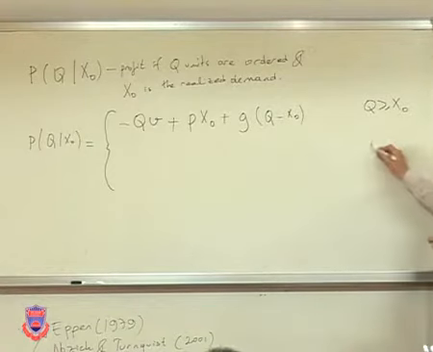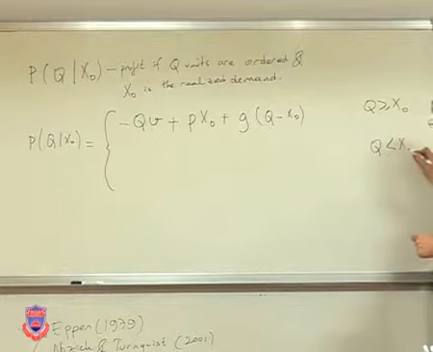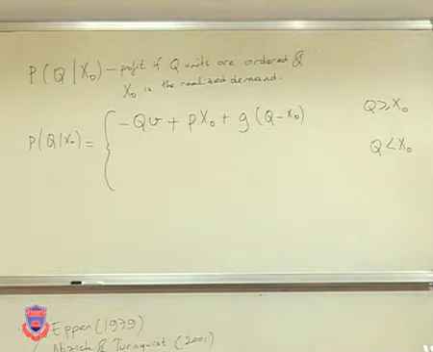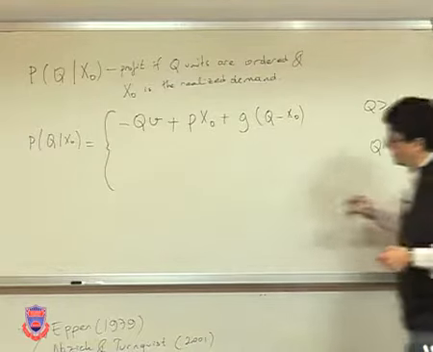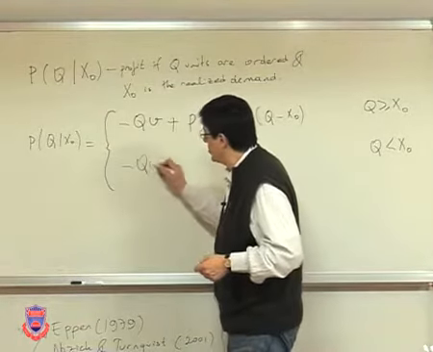Now, on the other hand, if Q is less than x0, in other words, if we have excess demand, I am still going to pay an acquisition cost of QV.